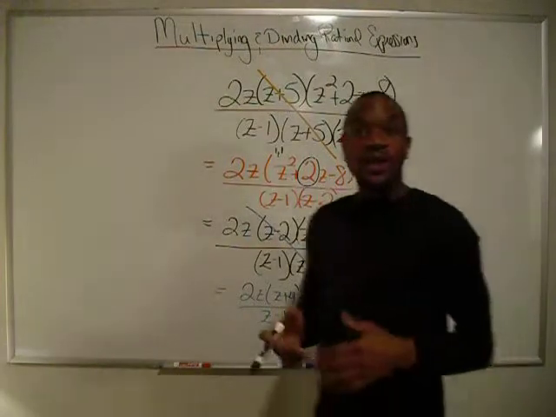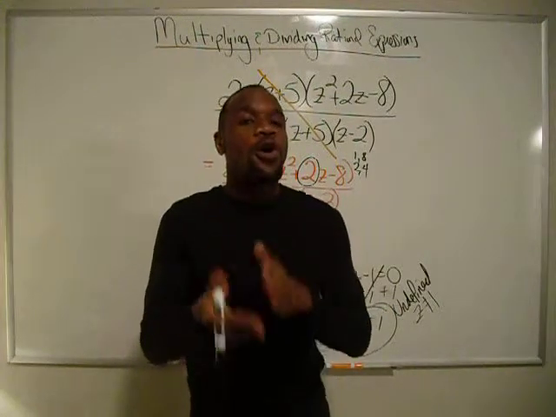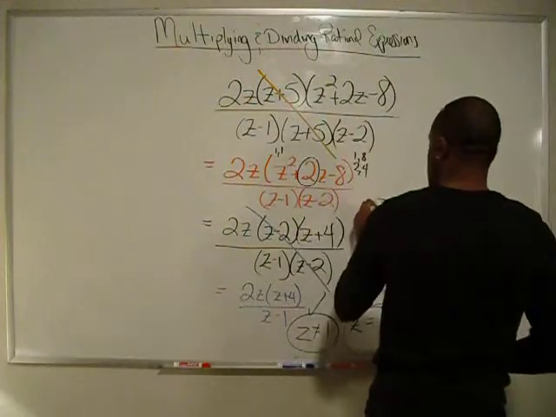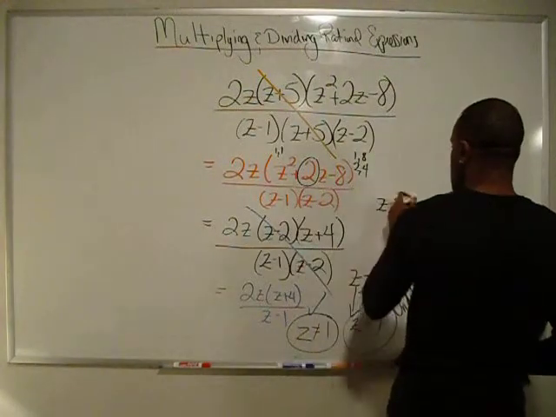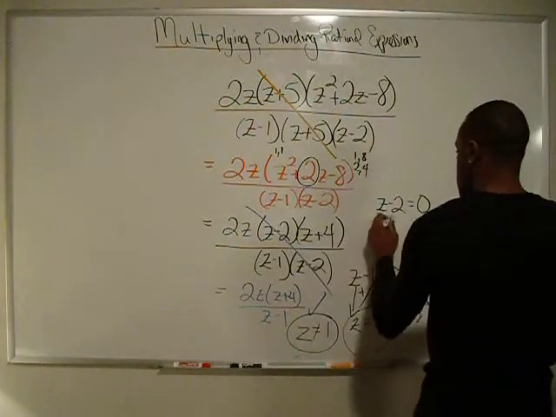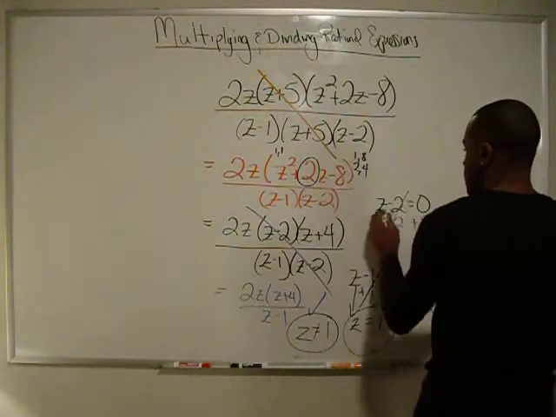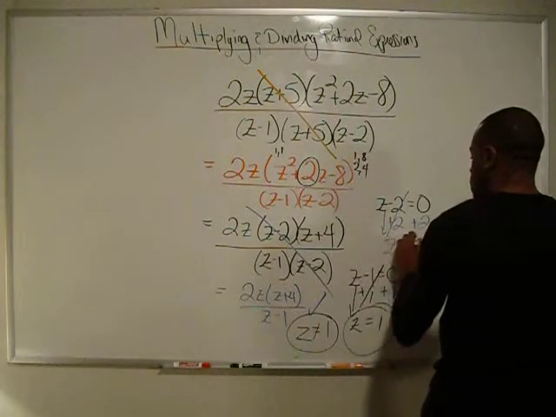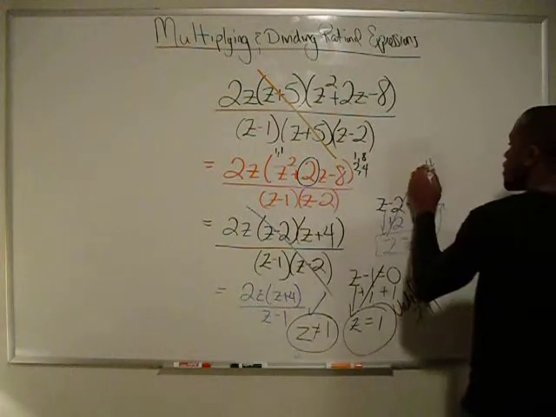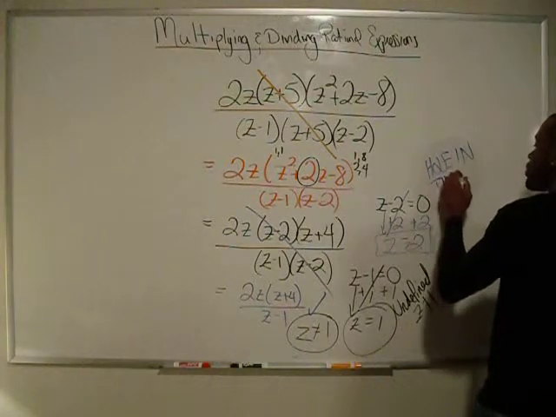Lastly, if I can cancel anything on the numerator and denominator, that's called a what? Hole in the graph. There is a hole in the graph. Solve for z minus 2 where you cancel it out right here. Equals 0. We're going to add 2 to both sides. What I do to one side, I do to the other side. Cancel and drop it like it's hot. We get z equals 2. This, my friends, is where there is a hole in the graph.